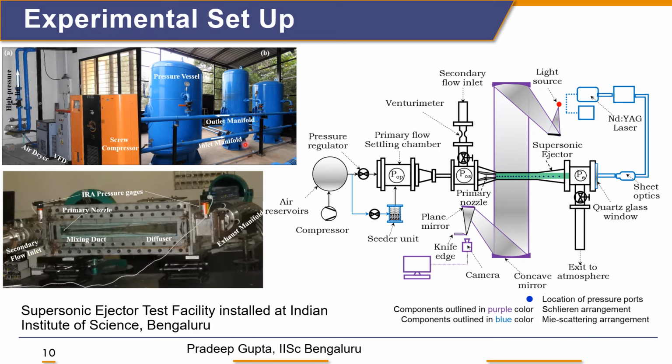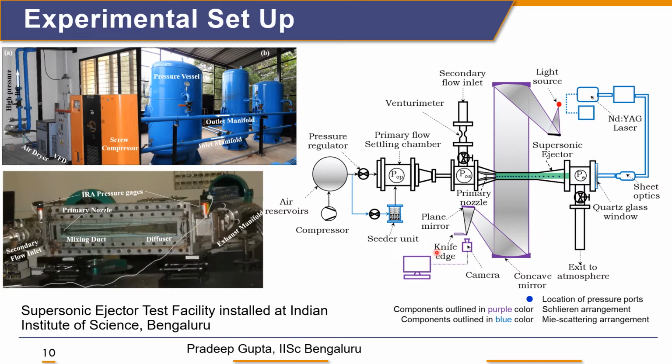This is the air receivers. These are the test section where we can see this ejector, the convergent-divergent nozzle. It's very small, but yeah, we can point out the nozzle inside. The secondary flow is coming from this way, and it is ejected to the ambient in this way.